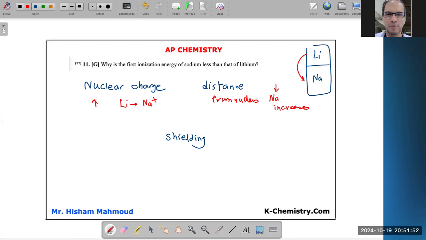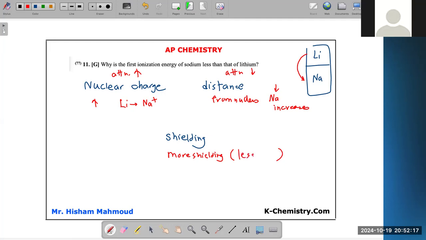When you increase the nuclear charge, the attraction increases. When you increase the distance, the attraction decreases. When you increase the shielding, is there an increase in shielding or the same shielding in different levels? What happened when we went down from lithium to sodium? What happened to the shielding? More shielding. When there is more shielding, what happens to the attraction?